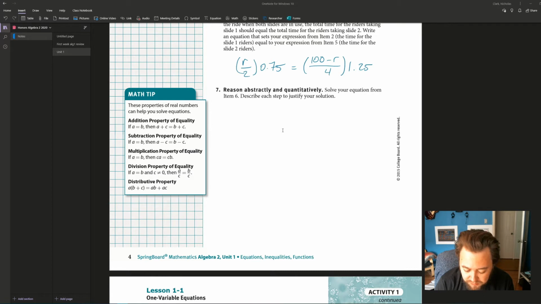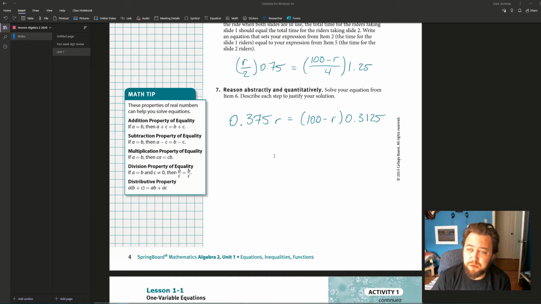So 0.75, 3/4, divided by 2 is going to be, here we go, 0.375 r, and then the other side is going to be 100 minus r, and then 1 1/4 divided by 4 is 0.3125. So that's my step 1.